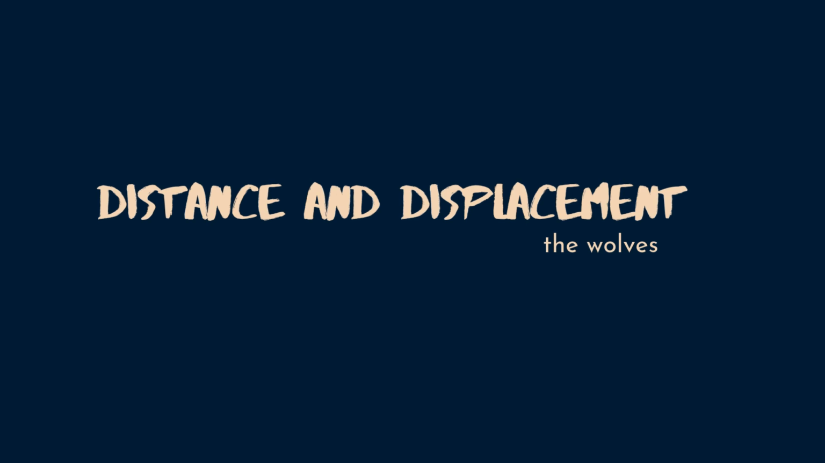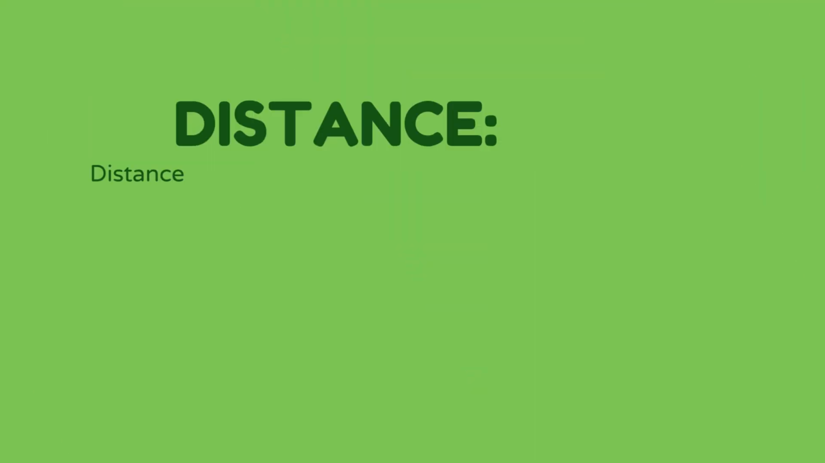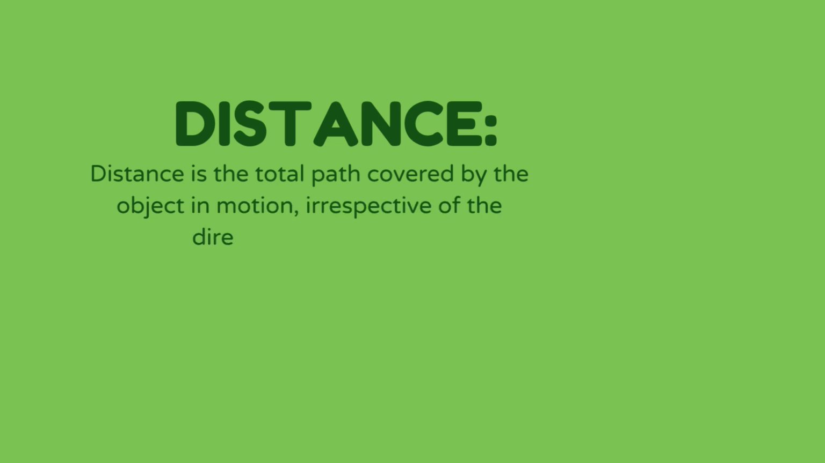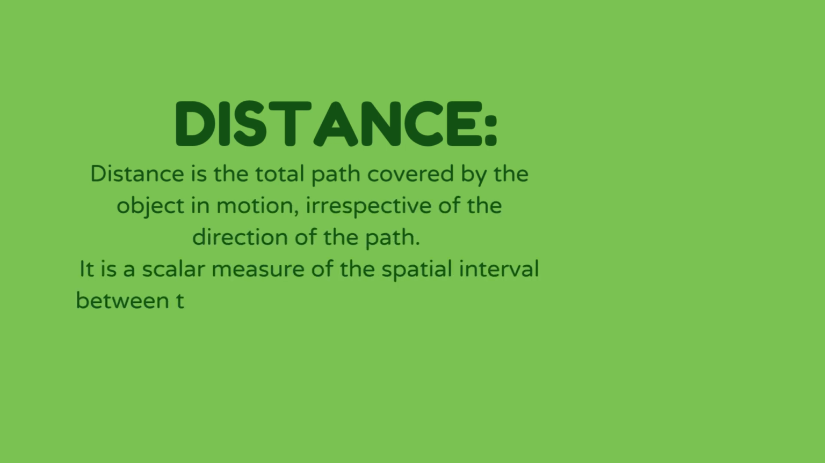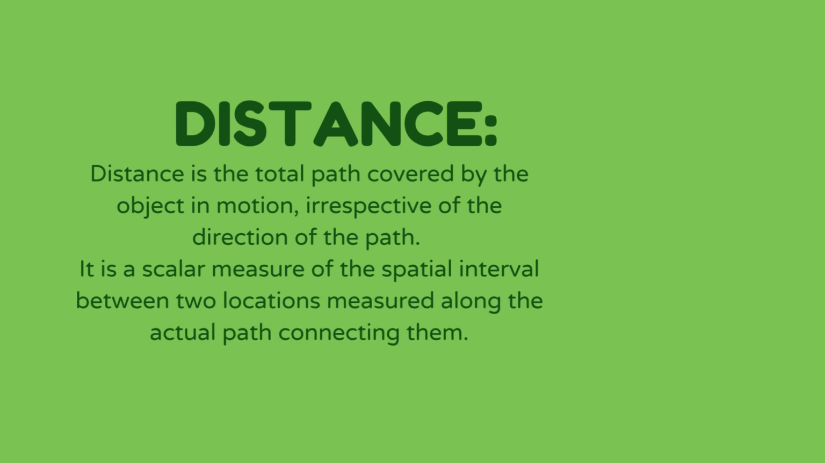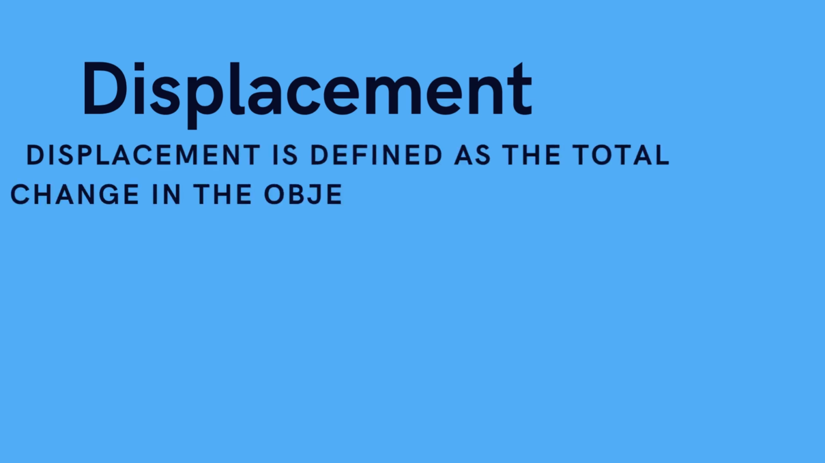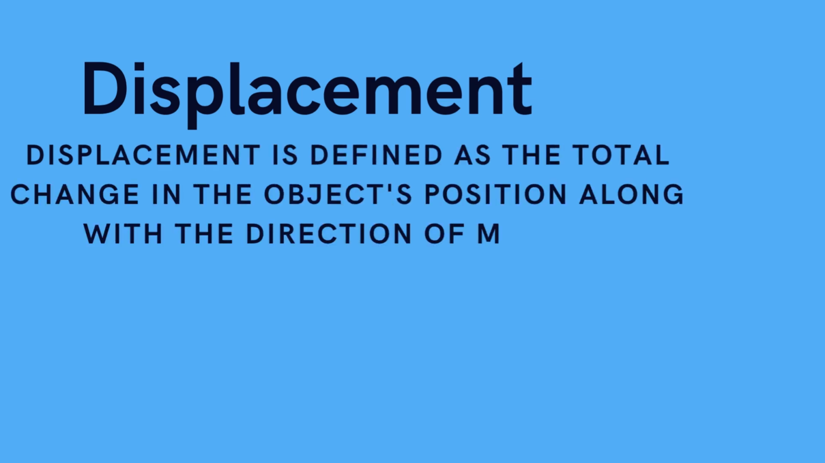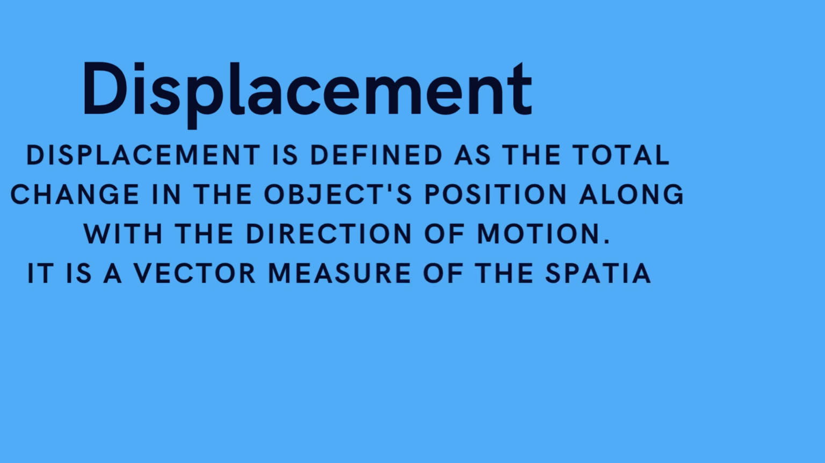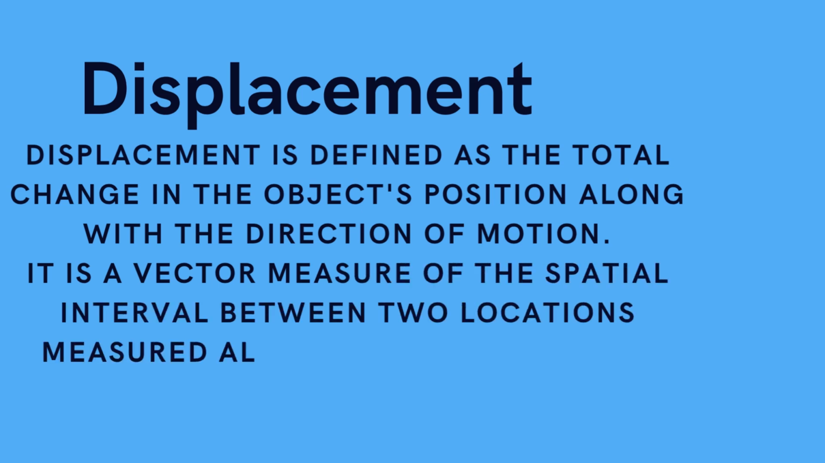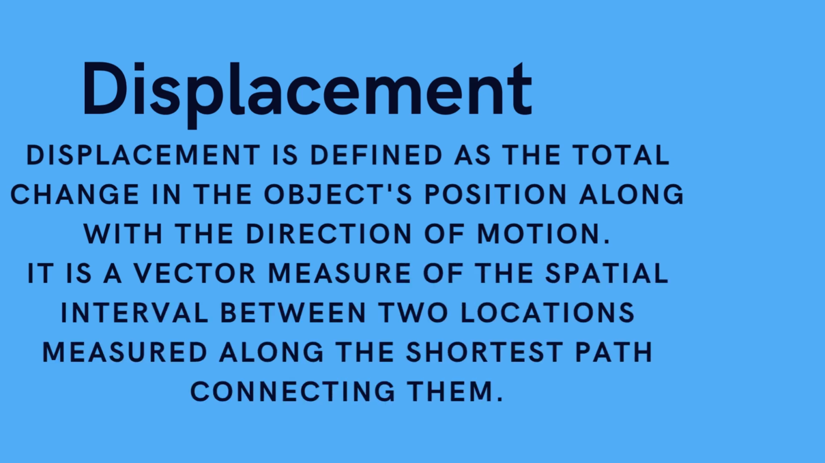Distance and displacement. Distance is the total path covered by the object in motion, irrespective of the direction of the path. It is a scalar measure of the spatial interval between two locations measured along the actual path connecting them, whereas displacement is defined as the total change in the object's position along with the direction of motion. It is a vector measure of the spatial interval between two locations measured along the shortest path connecting them.